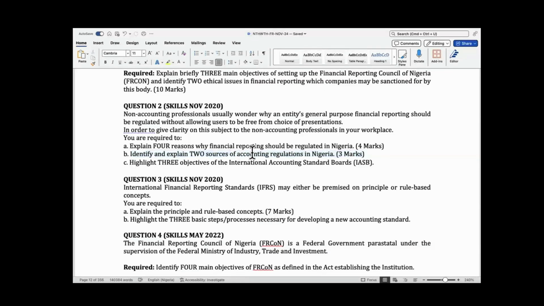And also they say you should highlight the objective of IASB, which is also the objective of the IFRS Foundation: to develop single high quality accounting standards in public interest, to promote the use and rigorous application of those standards, to take care of the special needs of SMEs and emerging economies, and also to ensure harmonization of national or local and international accounting standards.